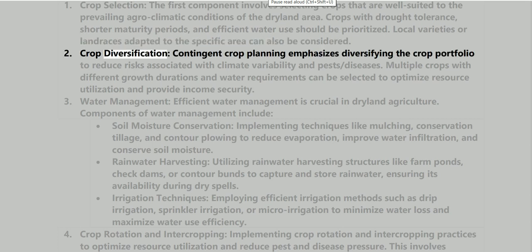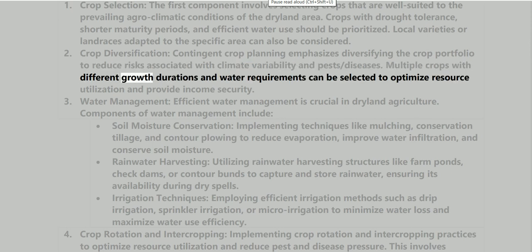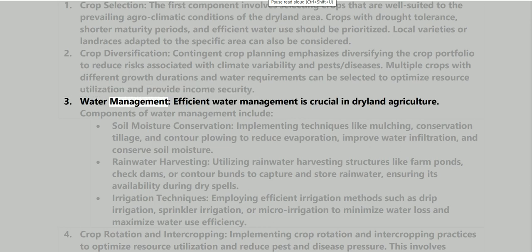2. Crop diversification. Contingent crop planning emphasizes diversifying the crop portfolio to reduce risks associated with climate variability and pests and diseases. Multiple crops with different growth durations and water requirements can be selected to optimize resource utilization and provide income security. 3. Water management. Efficient water management is crucial in dry land agriculture.